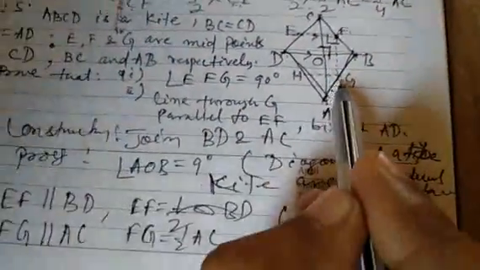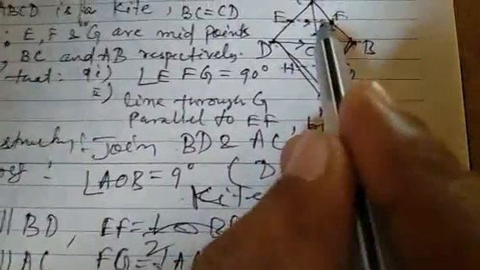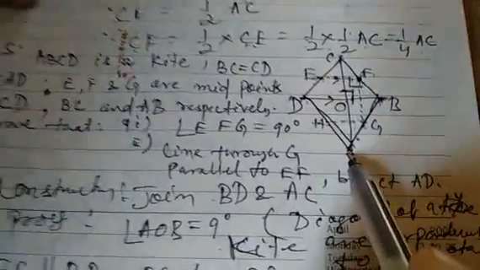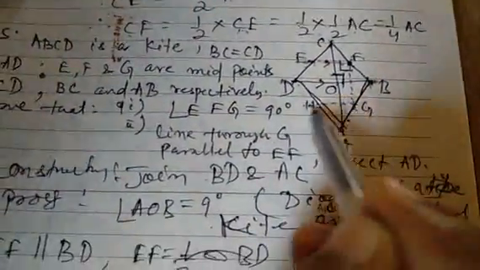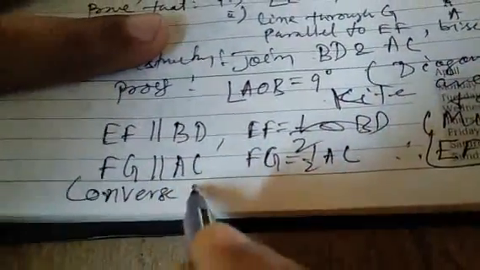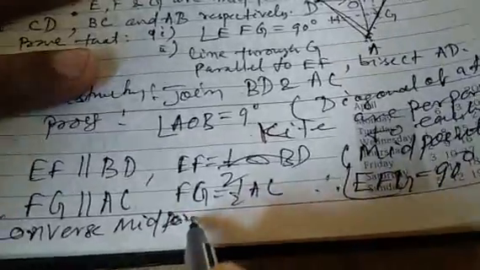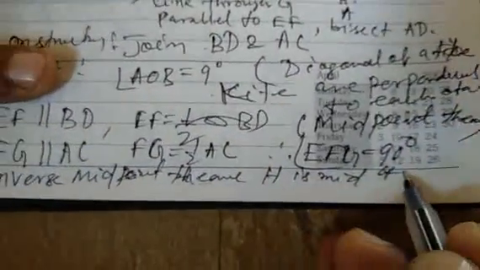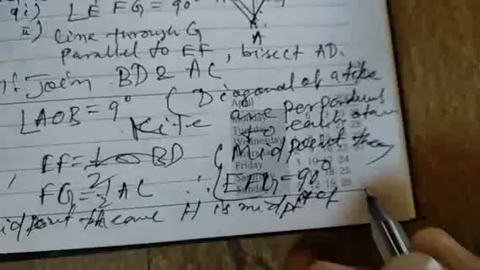Now you have to prove that this line is parallel to this. If it is parallel to this, it is also parallel to this line BD. That means G is midpoint of AB and GH parallel to BD. Therefore, by converse midpoint theorem, we can prove that H is midpoint of AD. So this proves and completes the problem.